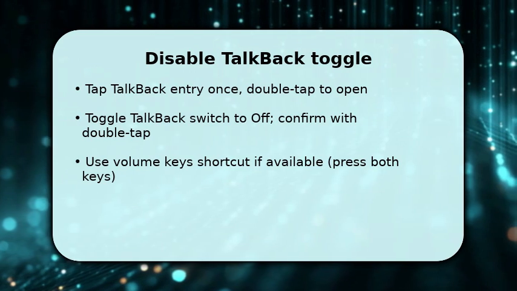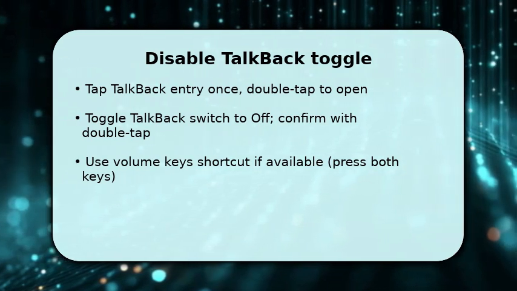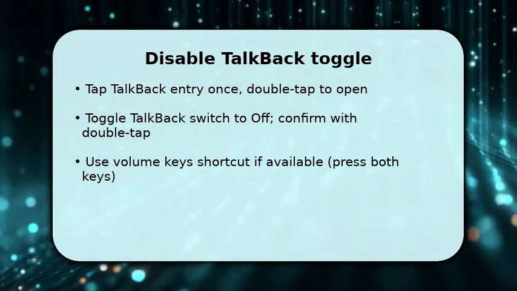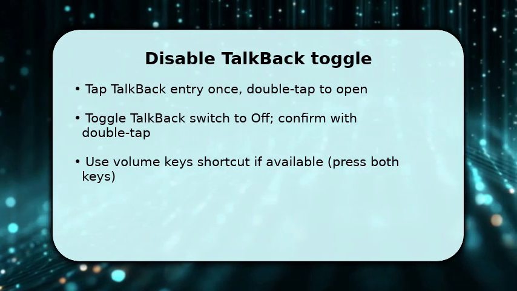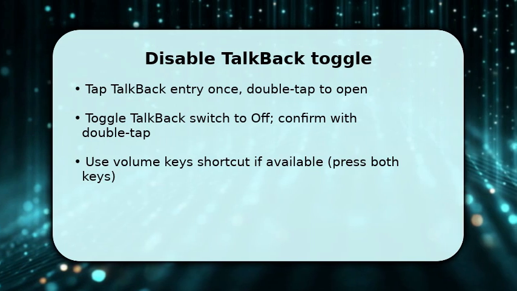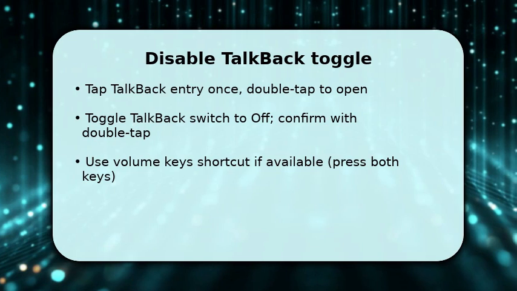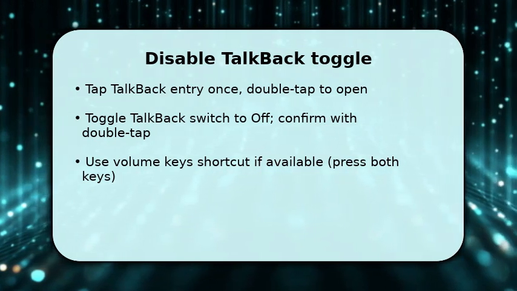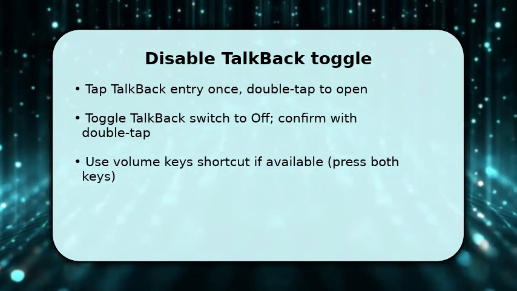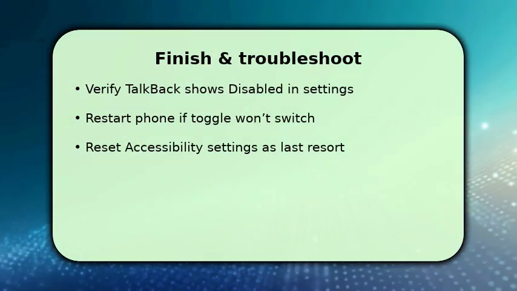If your device offers a volume key shortcut, press both volume keys together to trigger disable. Follow the on-screen confirm sequence with single tap, then double tap. Make sure to watch for a confirmation dialog and complete the double tap to apply the change, which stops voice feedback immediately. You're finishing up.